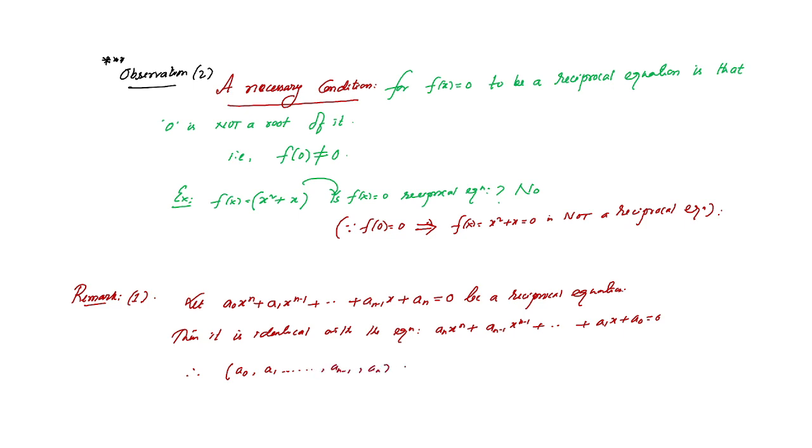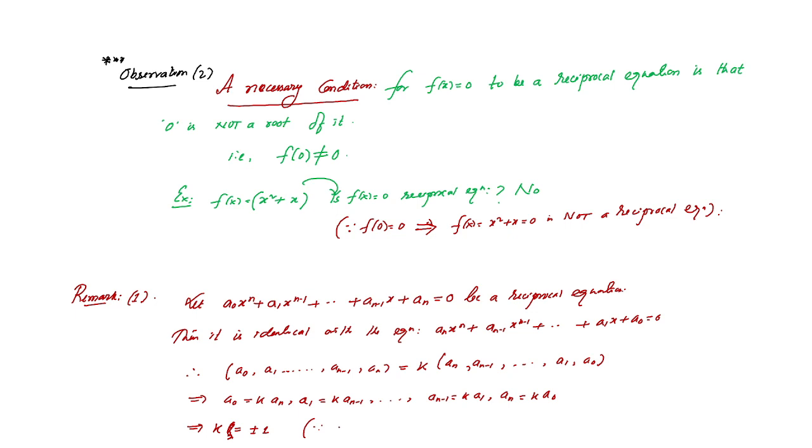equal to some k times the coefficients of this one, a_n, a_{n-1}, ..., a1, a0. Now from this we can write a0 equals k a_n, a1 equals k a_{n-1}, a_{n-1} equals k a1, and a_n equals k a0. And hence it implies k equals plus minus 1.